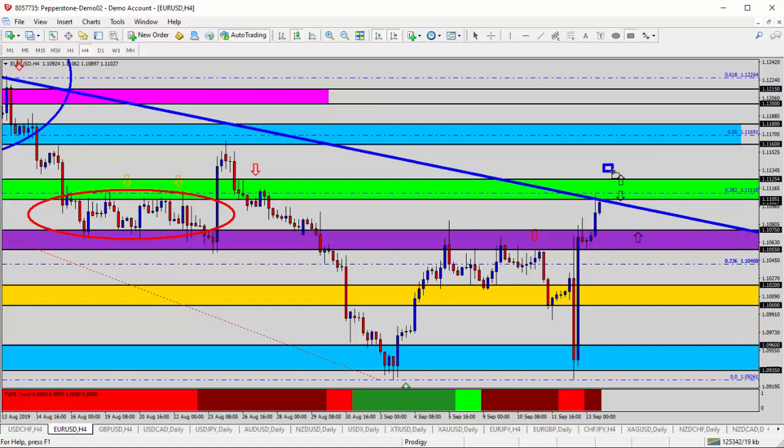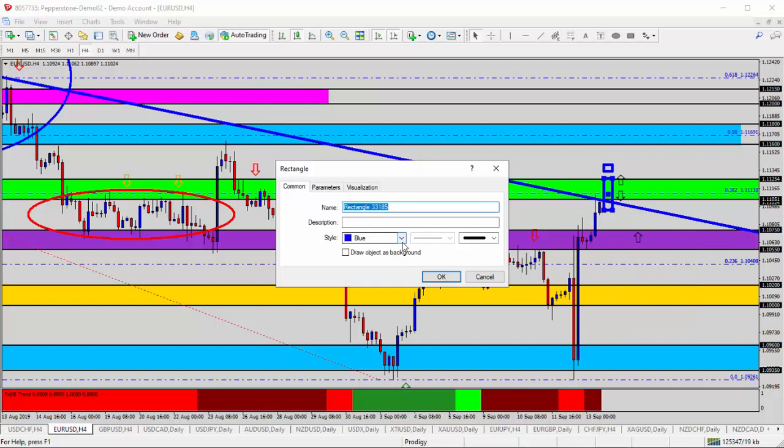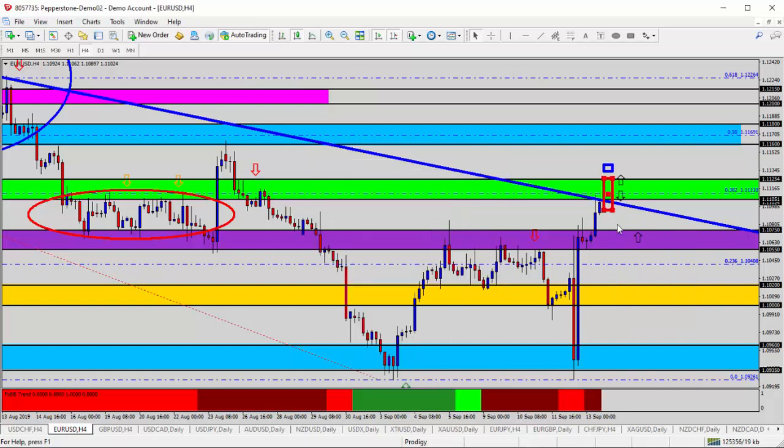Either it breaks above here to go up, or it reverses from here to go back down, and we'll look for price action clues that give us an idea that that's going to happen, and we'll keep an eye on the news coming up at 8:30, and we'll talk about it in the trade room later today for the euro dollar.